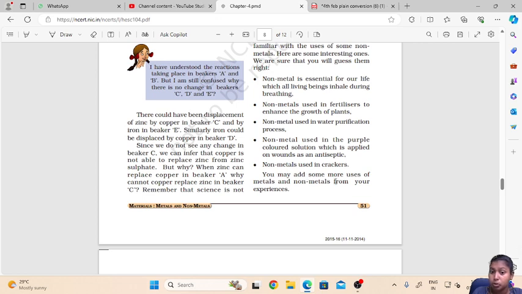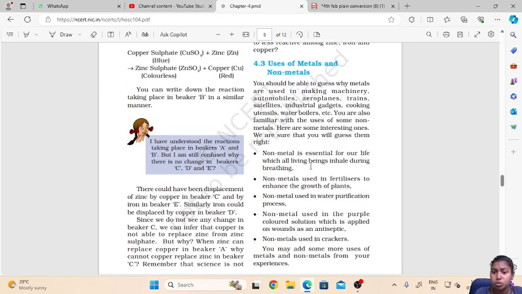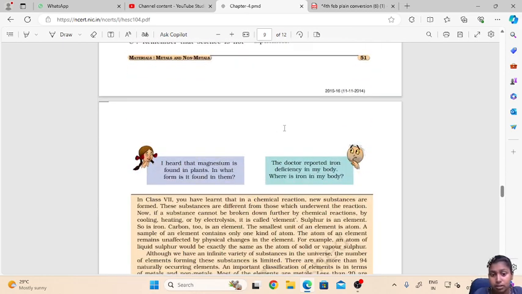You may add some more uses of metals and non-metals from your experience. Non-metals are usually used as fertilizers, for water purification processes. They are also used in crackers. Metals, it's a very simple one. We use them for our vehicles, automobiles, aeroplanes, trains, satellites, and cooking utensils. So these are the uses of metals and non-metals.